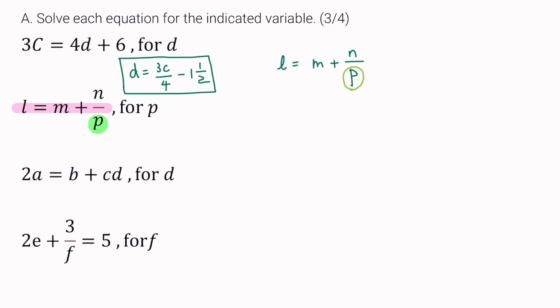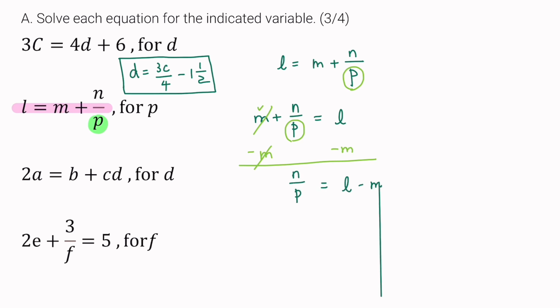So let's rewrite it so that we have p on the left side of the equation. m plus n over p is equal to L. Now, in order for us to solve for p, we first need to get rid of this m. So let's subtract m from both sides of the equation. I can get rid of that m and say that n over p is equal to L minus m.